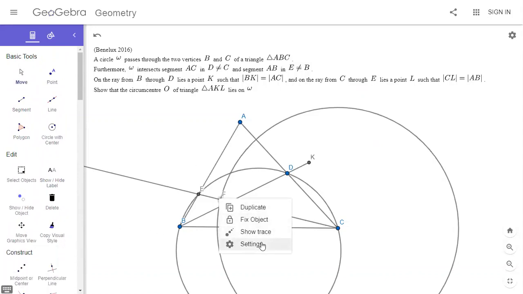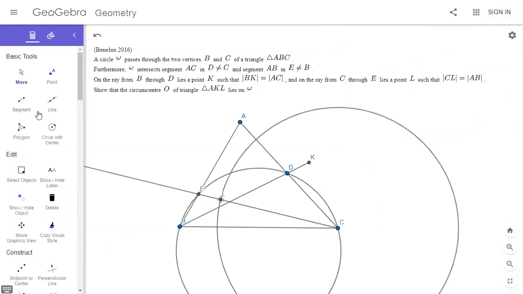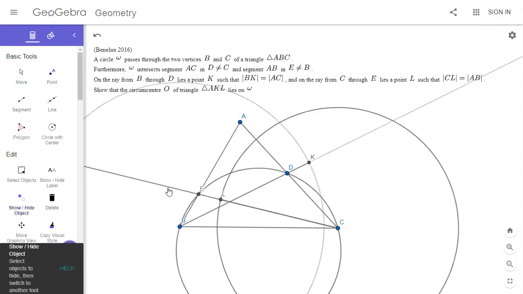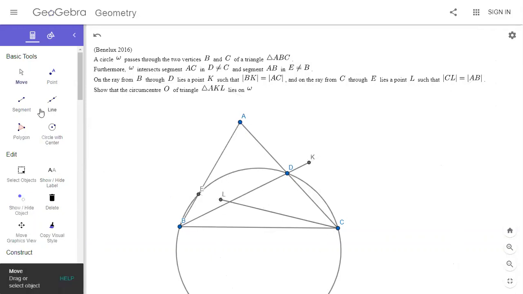So CL. All right. And let me hide some stuff. I want to hide all of it. All right, we want to show the circumcenter of AKL lies on omega. That's an interesting fact. Let me draw that circumcenter.